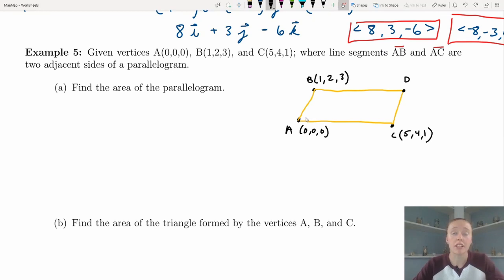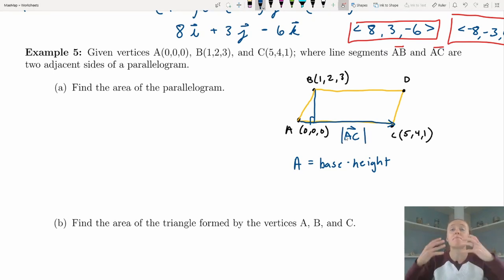Now the area of the parallelogram is equal to the base of the parallelogram times the height, where the base is this length of A to C, and the height is from the base perpendicularly to point B. So our base essentially is the length or the magnitude of vector AC. So if you can envision this as some vector AC, the magnitude of that is the base of our parallelogram. So filling that in, AC is the base. So I'm going to use the magnitude of that vector.